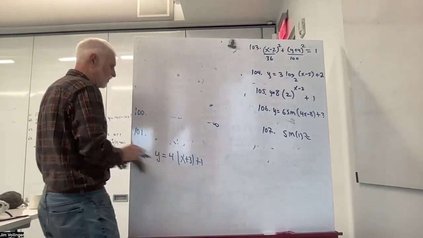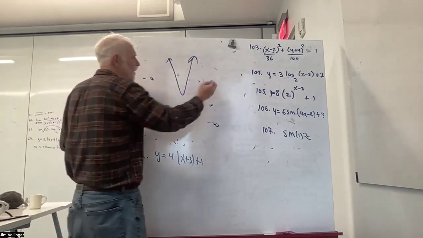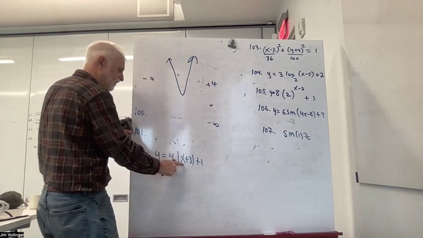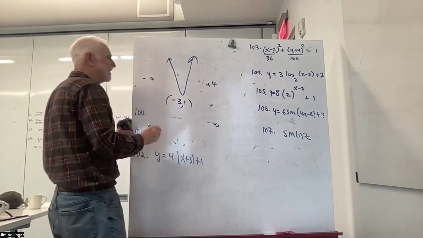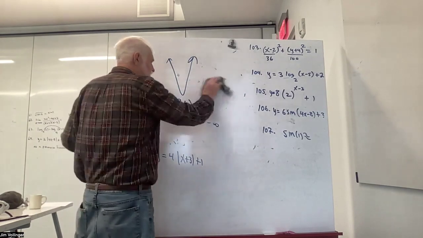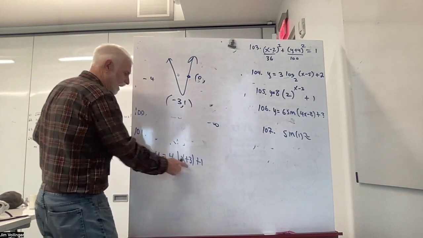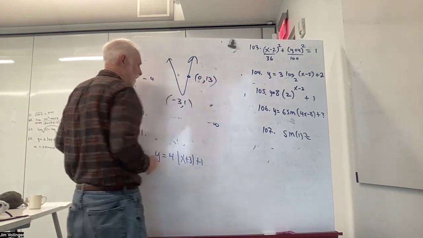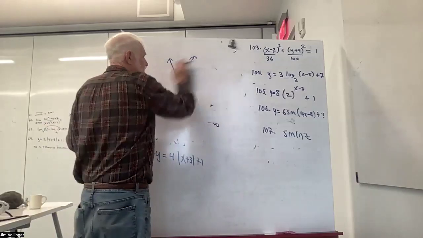Absolute value, positive, V-shape up, slope of negative 4 on the left, positive 4 on the right, passing through the point negative 3, 1. I like the y-intercept, so I'm gonna plug 0 into the function as a frame of reference. I get 13. All right, that's done. Most of you are getting those right already anyway. All right, so that's done.